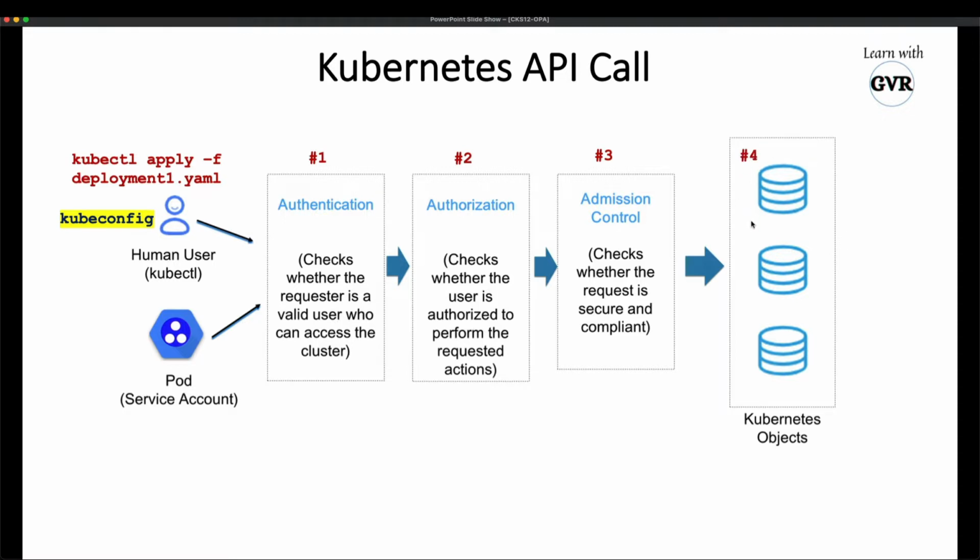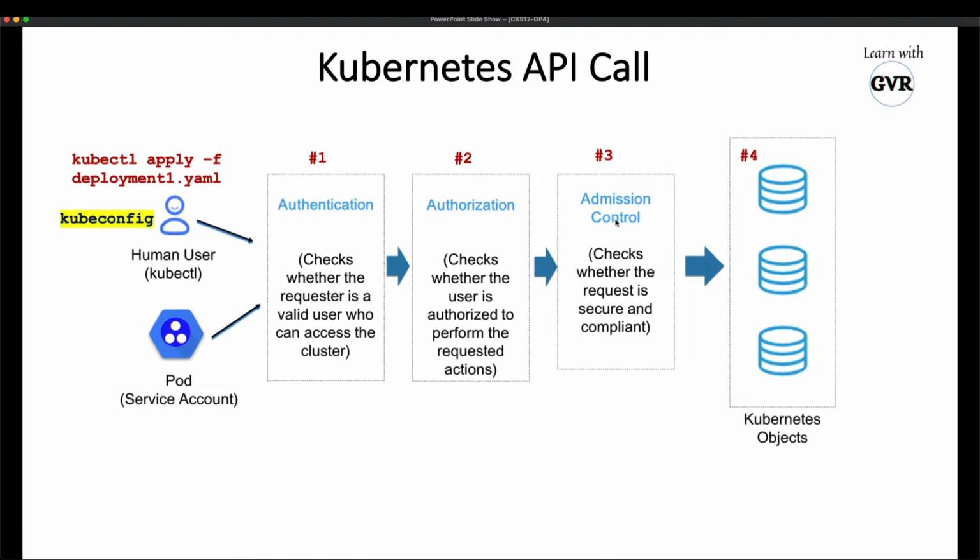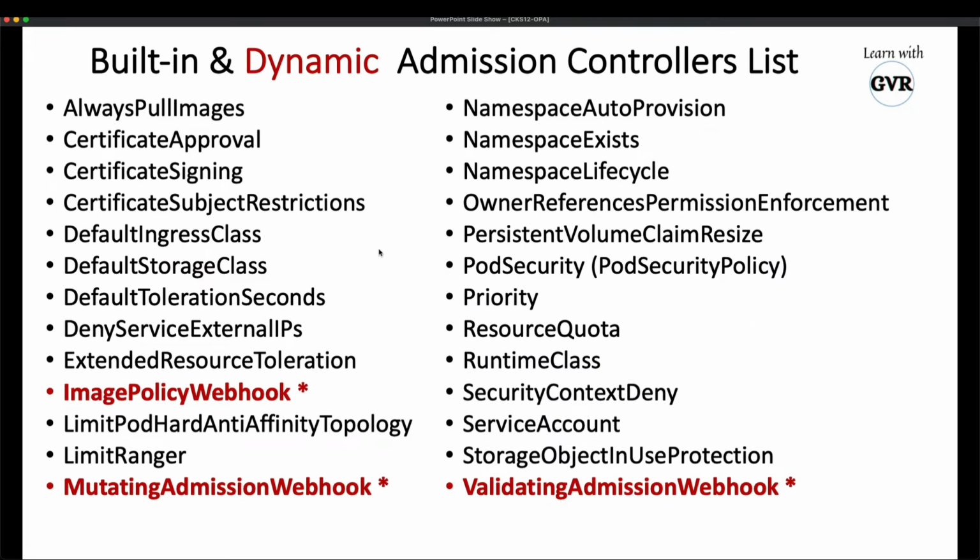Before storing into the etcd key value database, admission control comes into the picture and checks whether the required things are there or not. So we will try to understand admission control. You may wonder why we are doing this when the topic is OPA. Yes, OPA is built on admission control, so we just need to understand it. Let's quickly look at that. There is a previous video I created on admission controllers, so please have a look at that video as well. You will get a good idea.